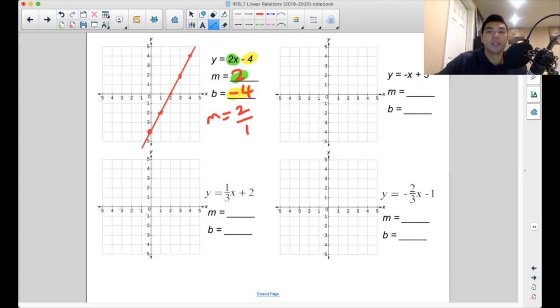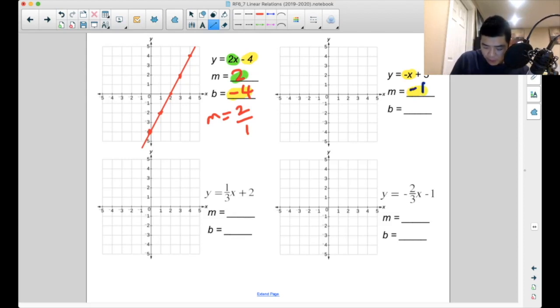Example number 2 over here in the top right, we've got an equation y is equal to negative x plus 3. So let's go ahead and identify, first of all, your slope. So your slope in this case, it's going to be the number beside the x. We don't see it, but it's actually a negative 1. So we could interpret that as a negative 1x. So we've got negative 1.